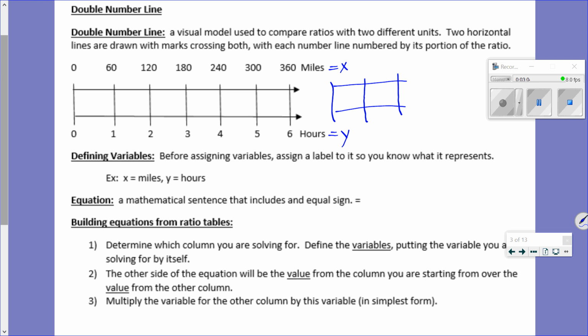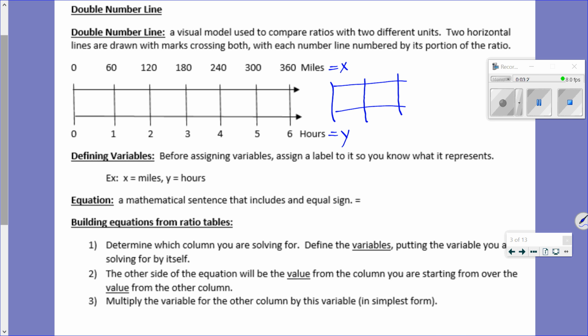Now, one thing we haven't really covered so far is an equation. An equation is a mathematical sentence that includes an equal sign. So I hope you guys remember back when I said, if you start thinking of math as another language instead of just numbers, it's going to help your understanding. Well, in math, we use equations as our sentences. This is a full sentence for us.